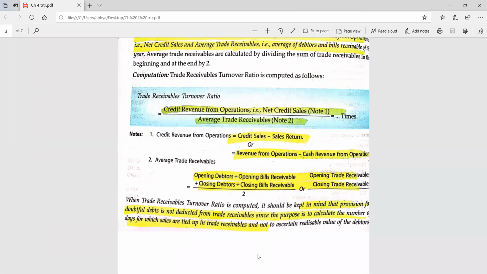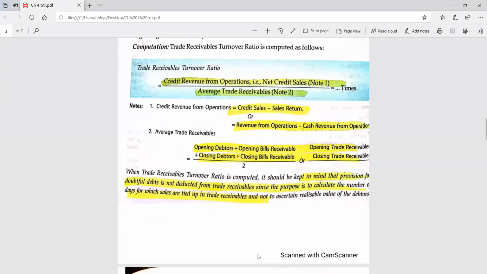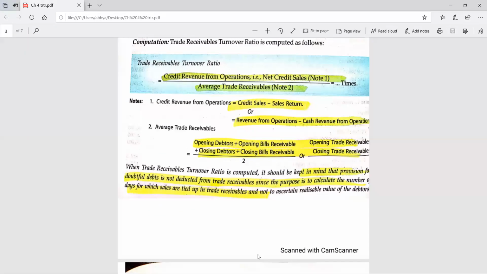Okay, and one important point here, which I have also highlighted: while calculating the trade receivable turnover ratio, you should keep in mind that the provision for doubtful debts is not deducted. While calculating the current ratio, I told you that you need to deduct the provision for doubtful debts. But here you need not deduct it. Even if it is given in the question, you will not use it at all. Students, write this in your notes by highlighting this point.